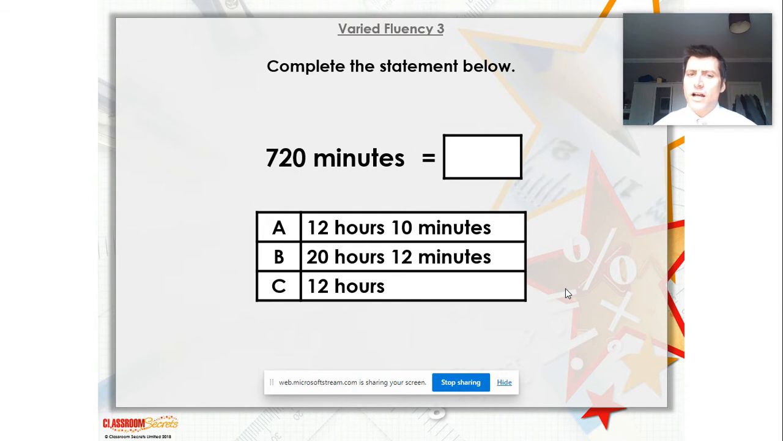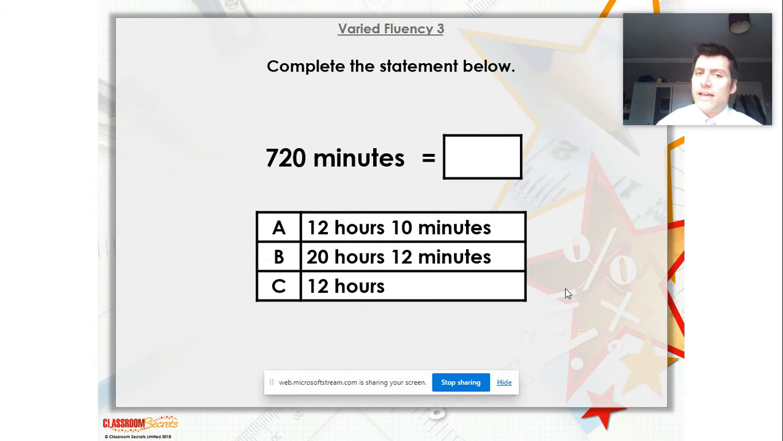If I was doing this quickly, guys, I would have got rid of B straight away because I can see that the 2 in the ones value from 12 tells me that's not going to be the correct answer, because I know that each hour is made up of a multiple of 10 of minutes, so 60 minutes. So therefore, when I add those 12 minutes on, I'd end up with a 2 in the ones column. So that can't be right.